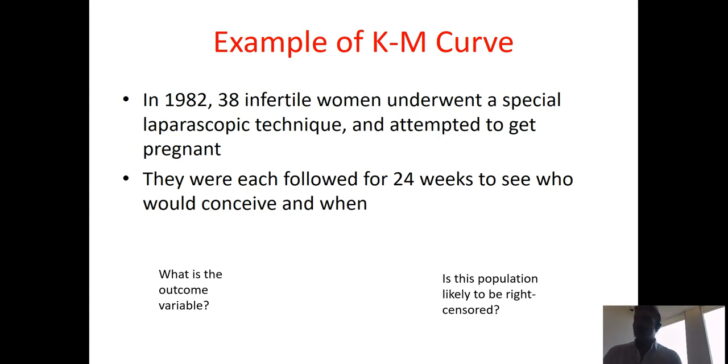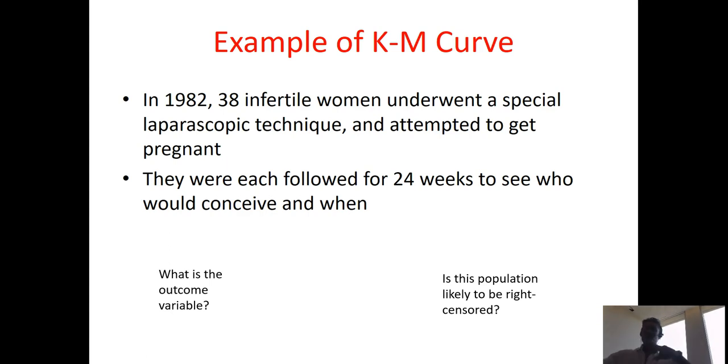So what's the outcome variable? It's pregnancy or conception, not death. Is this going to be right-censored? You better believe it's going to be right-censored. Why? Because it is veritably impossible to get a bunch of women to get pregnant right away, all at the same time.